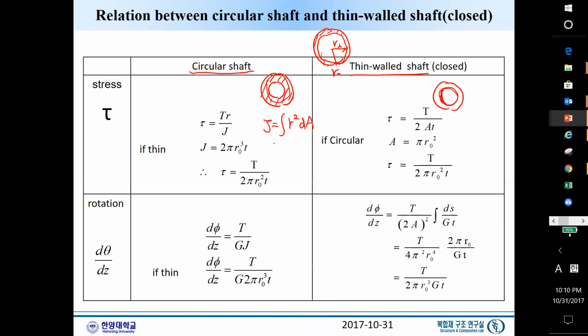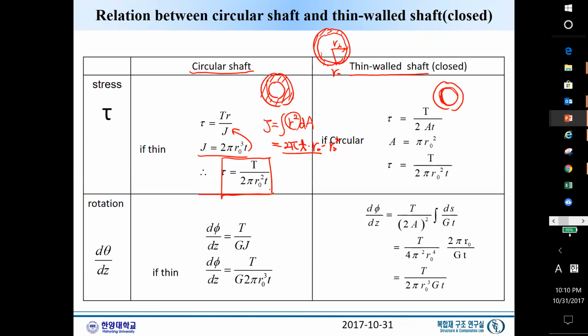For this thin shaft, this is simply twice pi, and dA integrates to 2 times pi times thickness, and R0. That gives J equals 2 pi t R0 cubed, right? So you can see that this is the polar moment of inertia for the thin wall circular shaft. We put this here, and R is R0, and this is the shear stress from torsion theory.